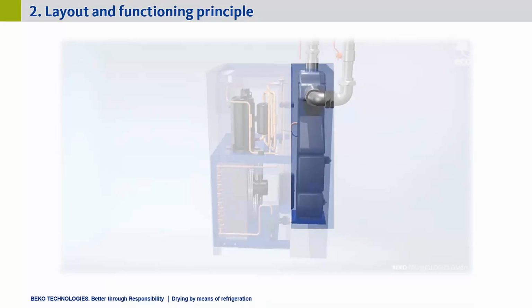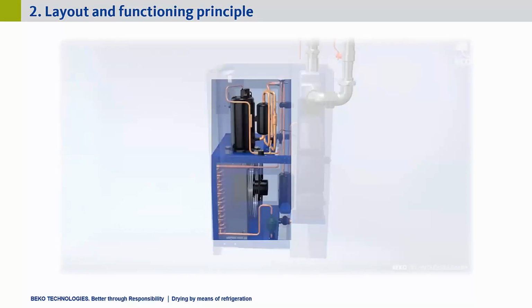In addition to the path of the air, there's of course the cycle of the refrigerant in the dryer. This circuit contains much more components, some of which can be seen here. In the following, I would like to take a closer look at these two paths and thus shed some light on how the dryer works. For this purpose, we will look at a diagram that shows the layout of the refrigeration dryer in a little bit simplified form.